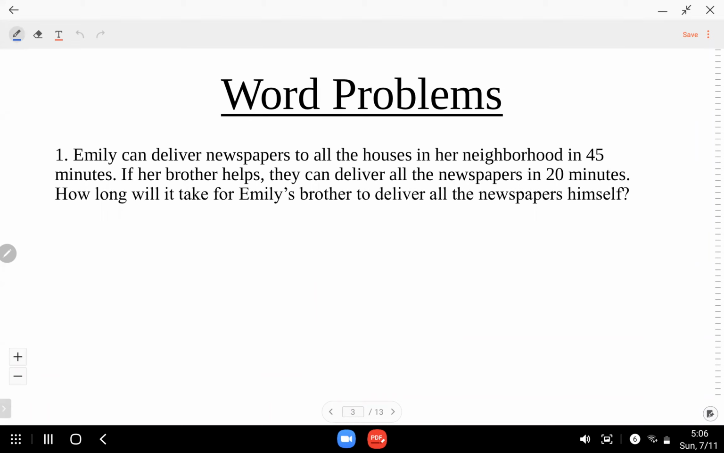Word problems. Number 1. Emily can deliver newspapers to all the houses in her neighborhood in 45 minutes. If her brother helps, they can deliver all newspapers in 20 minutes. So how long will it take for Emily's brother to deliver all the newspapers himself? Okay, very classic problem here, delivering newspapers. I'll give you a few minutes to solve this and then I'll go over it.